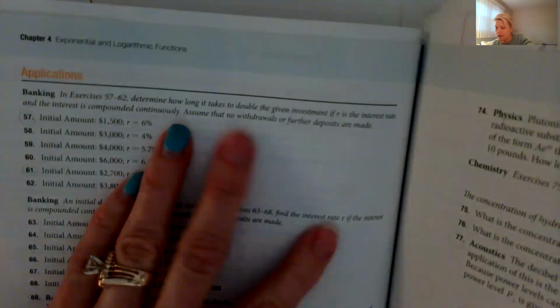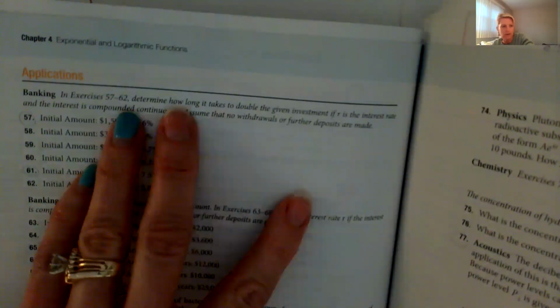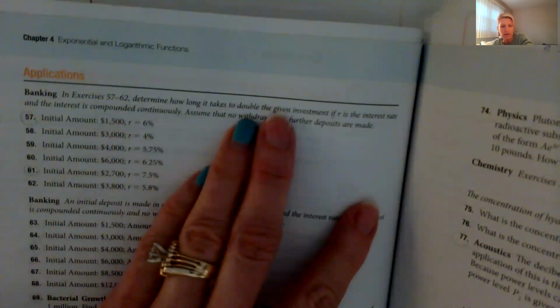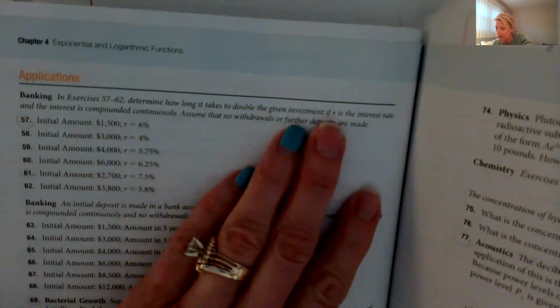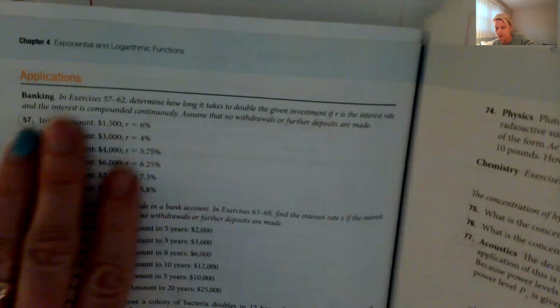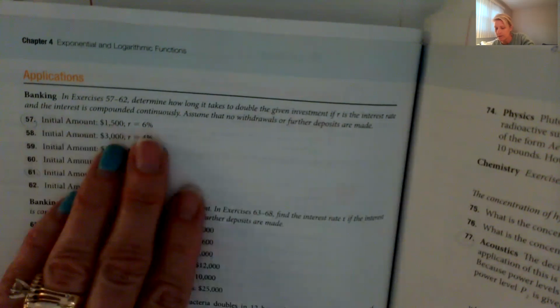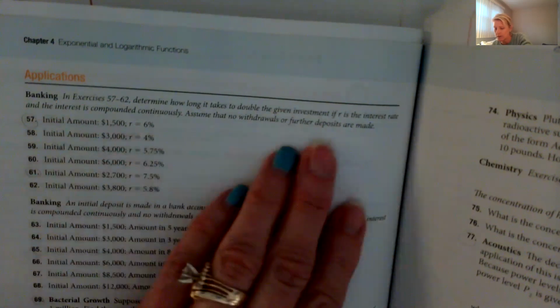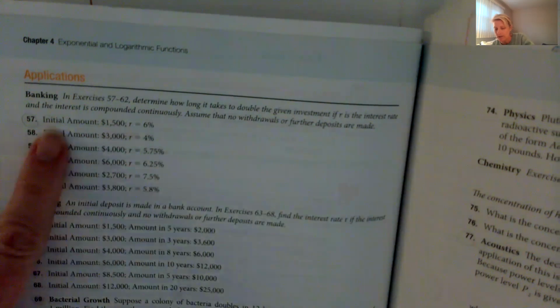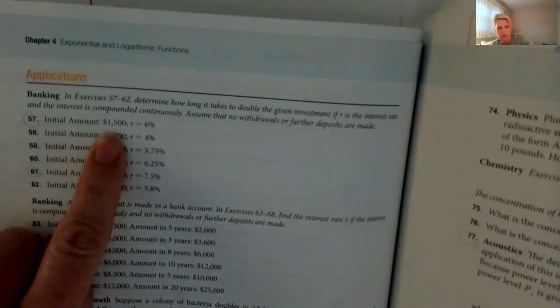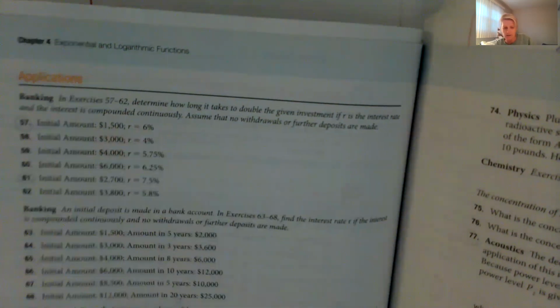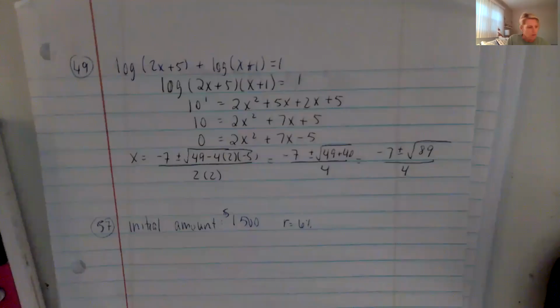it says to determine how long it takes to double the given investment if r is the interest rate and the interest is compounded continuously. Assume that no withdrawals or further deposits are made. So our initial amount in 57 is 1,500 and our rate is 6%. So how long will it take to double?